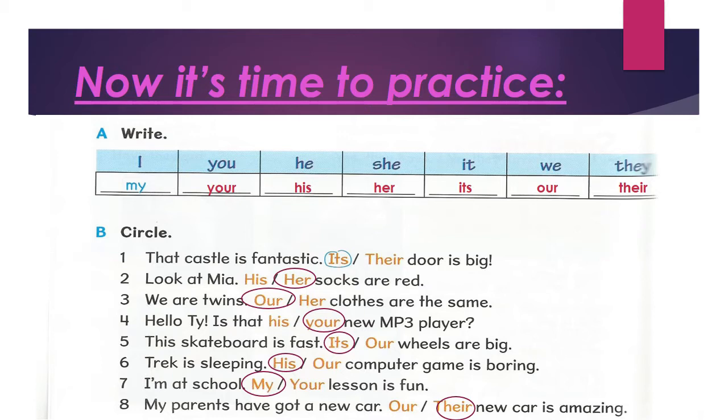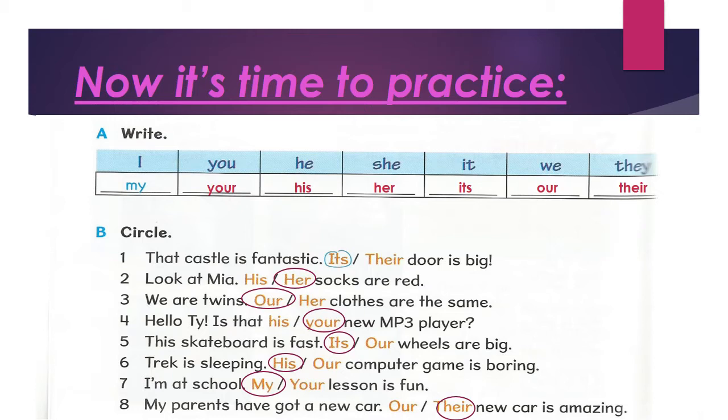Number 4, hello Ty. Is that your new MP3 player? The answer is going to be your. Number 5, this skateboard is fast. Its or our wheels are big. The answer will be its, because I'm talking about the skateboard. Number 6, Trek is sleeping. His or our computer game is boring. The answer is going to be his, because we are talking about something that belongs to Trek.